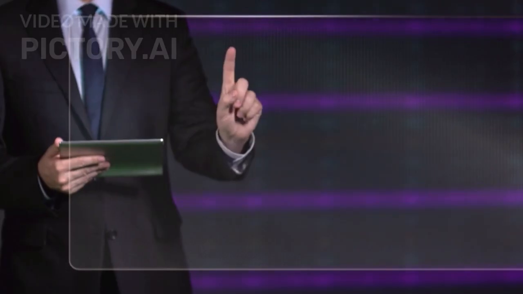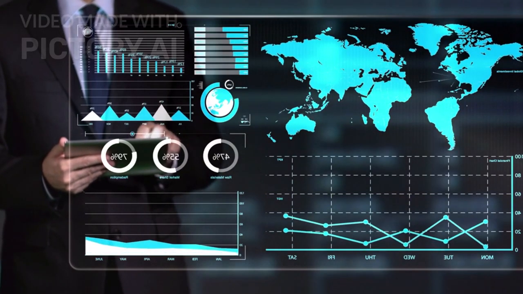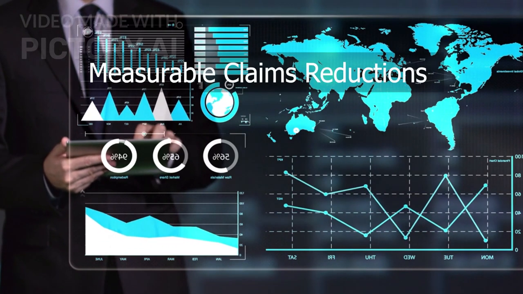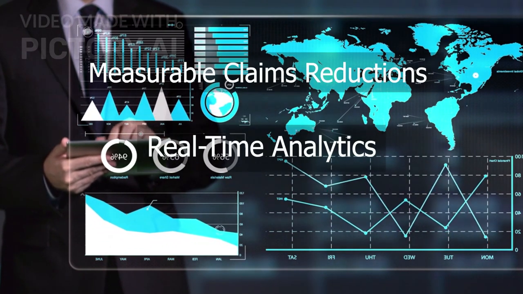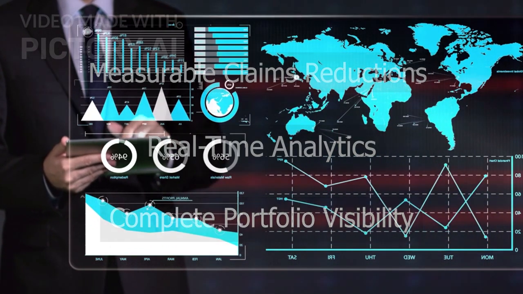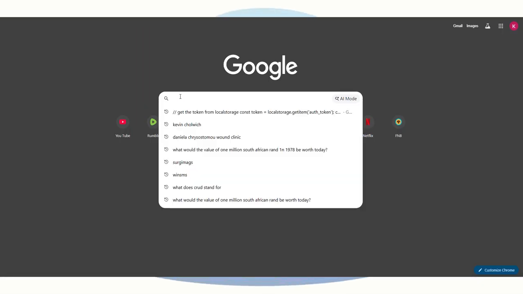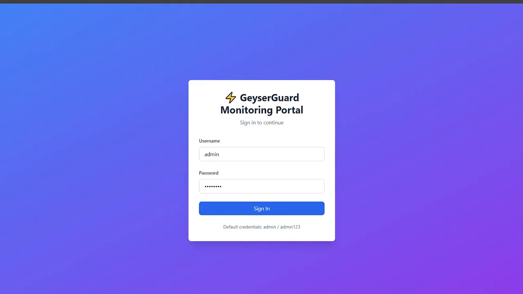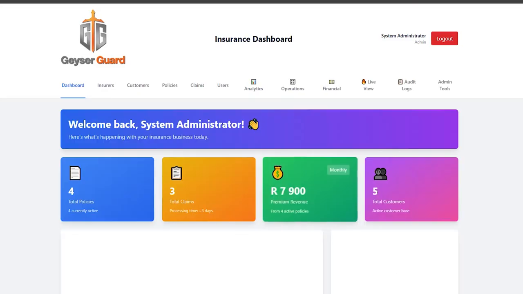Over the next few minutes, I'll show you exactly how our comprehensive dashboard delivers measurable claims reduction, real-time analytics, and complete portfolio visibility. The system uses secure authentication with role-based access control, so different team members see exactly what they need, from executives viewing high-level ROI to claims assessors managing daily operations.